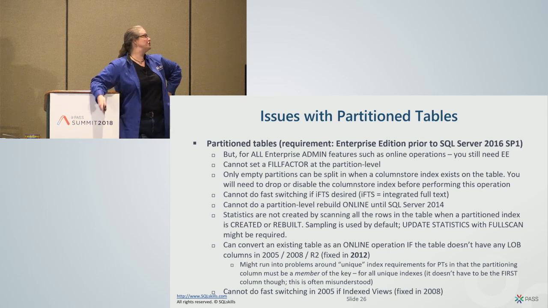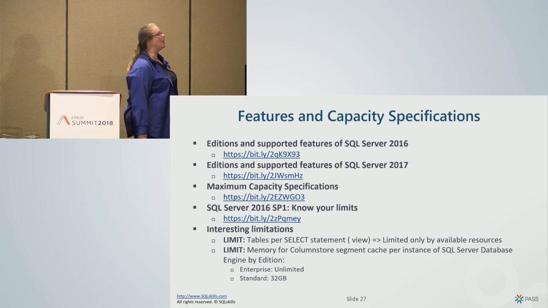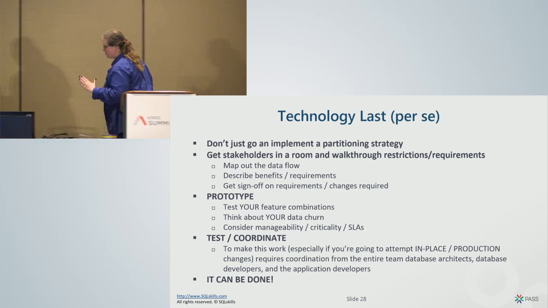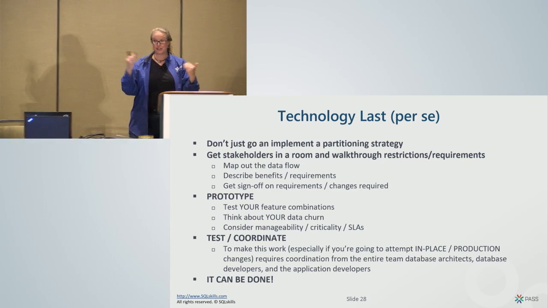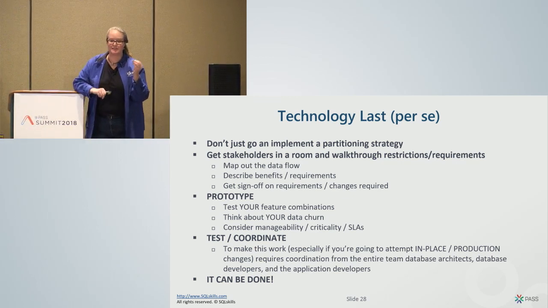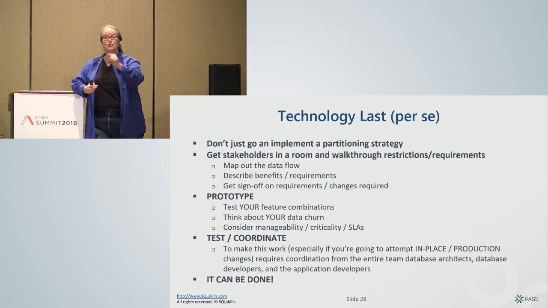So you have to prototype. And I've got massive links to all the capacity specifications, but my last summary really is you have to prototype. I learned about fast switching and IFTS limitations because I had a customer that wanted that, and I couldn't use it, and I couldn't do fast switching, right? So you need to check your features and what you're going to try in the architecture you want to implement before you think it's just going to work.